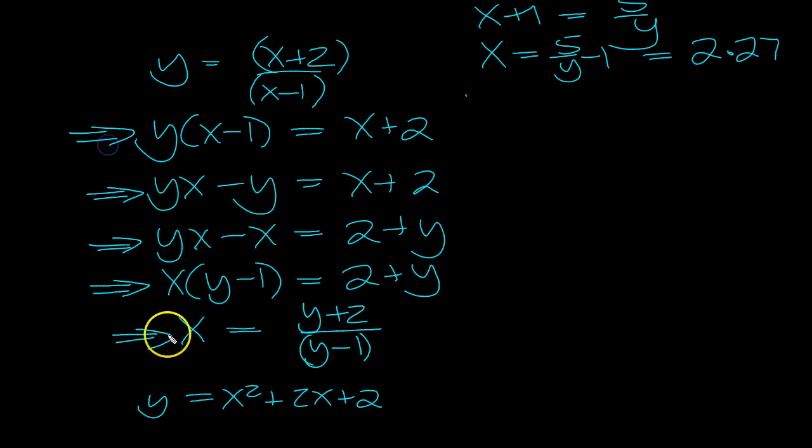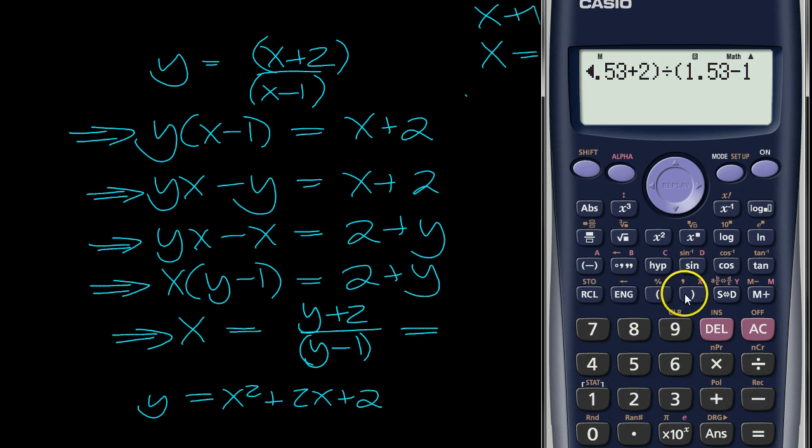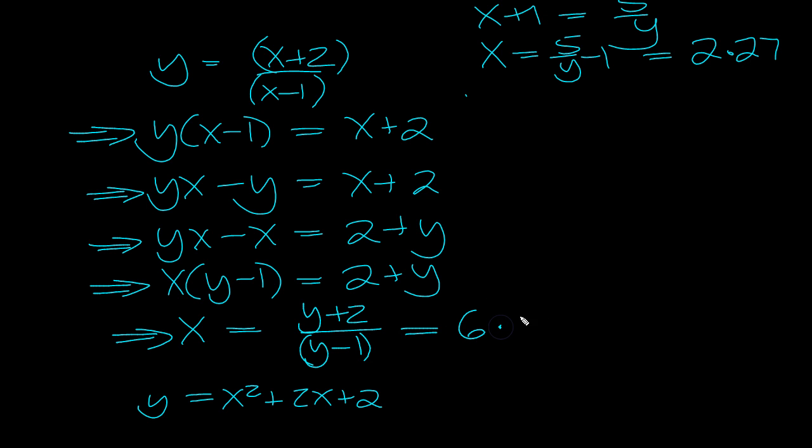So using all the algebra to rearrange it for x equals, so 1.53 plus 2 on the top, plus 2 bracket divided by bracket 1.53 minus 1 close bracket, decimal 6.66. Good.